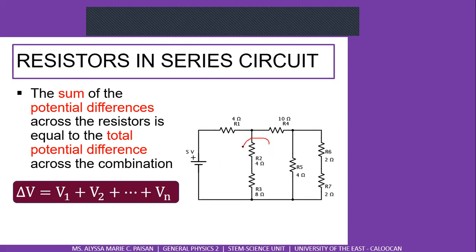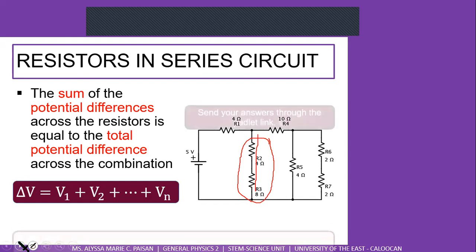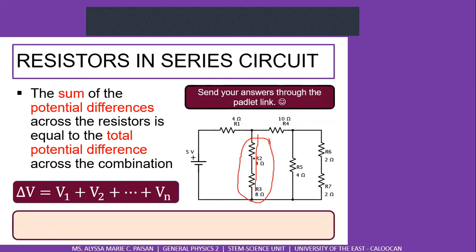So this time naman, ito namang R2 tsaka R3 yung gagamitin natin kasi naka-series din naman sila sa isa't isa, no? Isang wire lang naman 'tong nagko-connect sa kanila. Okay? And then let's also create the equation for the voltage naman of R2 and R3. Just like in capacitors, we're going to name them after the numbers of their resistors. So it's going to be V23, meaning this is the total voltage across R2 and R3.